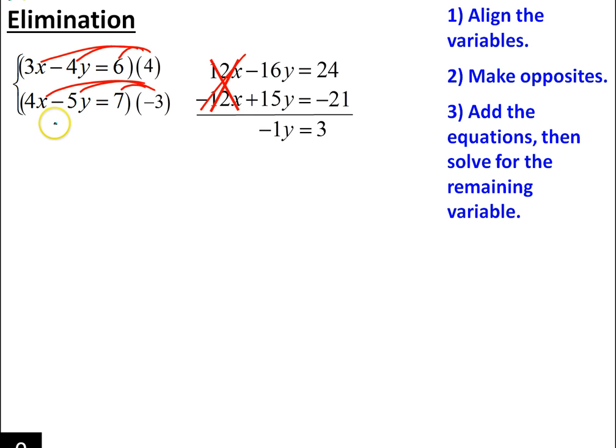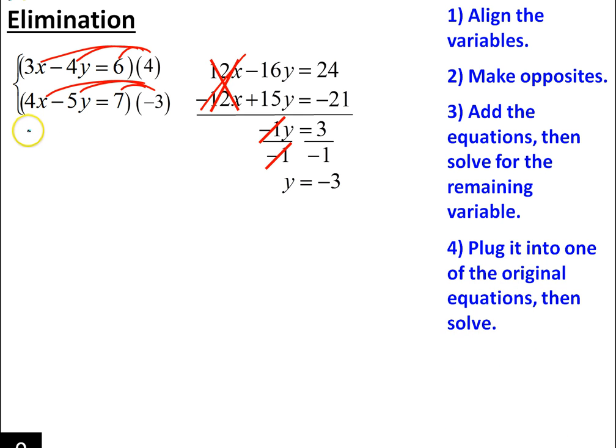And we get negative 1y equals 3. Divide both sides by negative 1. So we get y equals negative 3. Take that and plug it back into one of the originals. Don't plug it into the one you multiplied by, because if you made a mistake here, you won't catch it. If you plug it in here, you'll be good to go.